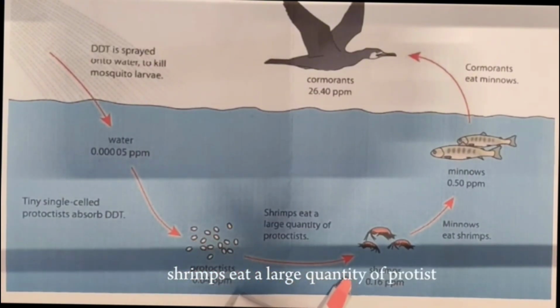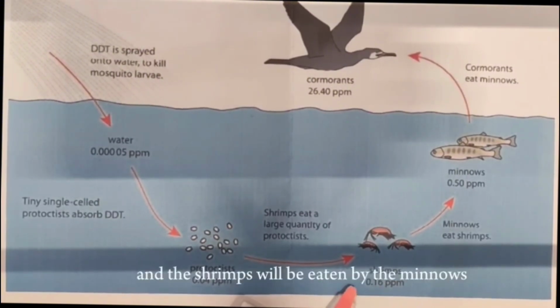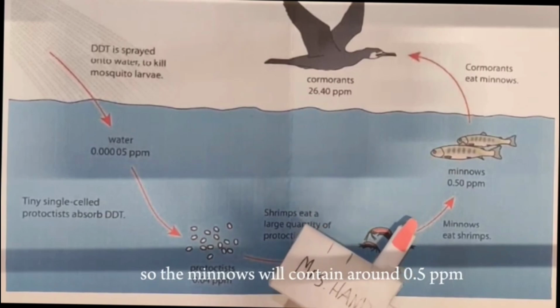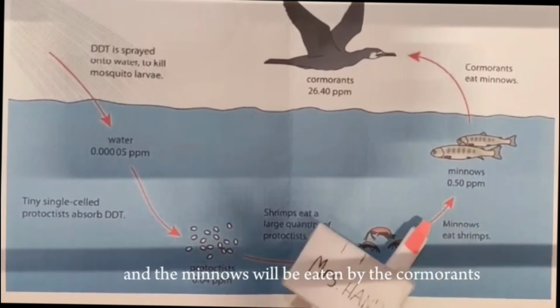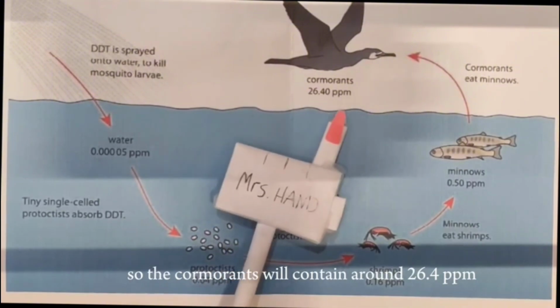Shrimps eat a large quantity of protozoa, so the shrimp will contain around 0.16 ppm, and the shrimps will be eaten by the minnows, so the minnows will contain around 0.5 ppm, and the minnows will be eaten by the cormorants, so the cormorants will contain around 26.4 ppm.